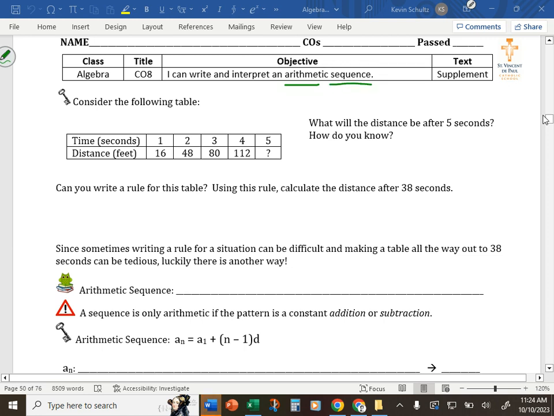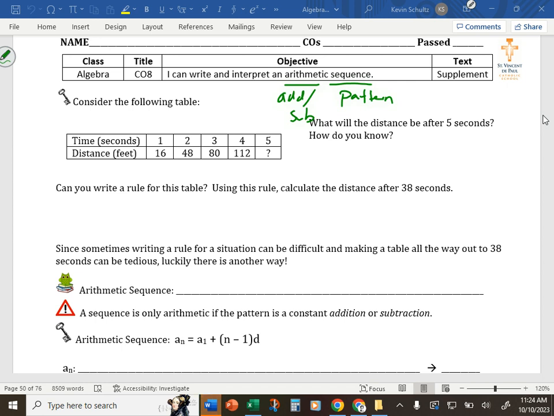What does the word arithmetic mean? We defined this yesterday. You didn't have to write it down, but arithmetic. Nolly, no? Josie? The word arithmetic doesn't mean pattern, but sequence does. One of the meanings of sequence is like a continuous pattern. Arithmetic, adding and subtracting. So an arithmetic sequence is a pattern involving addition and subtraction.